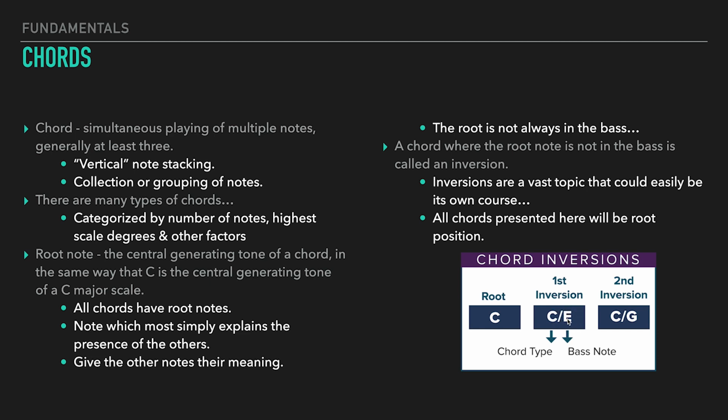E is the third of C. It's the third note from C, so C, D, E. When the third is in the bass, it's called first inversion. When the fifth is in the bass, G is the fifth of C, it's called second inversion.